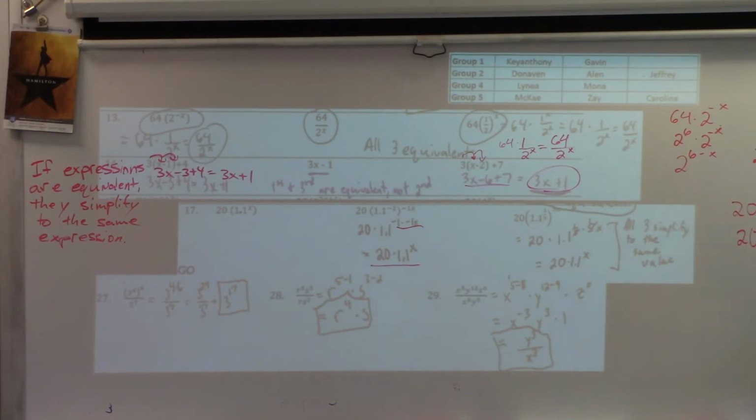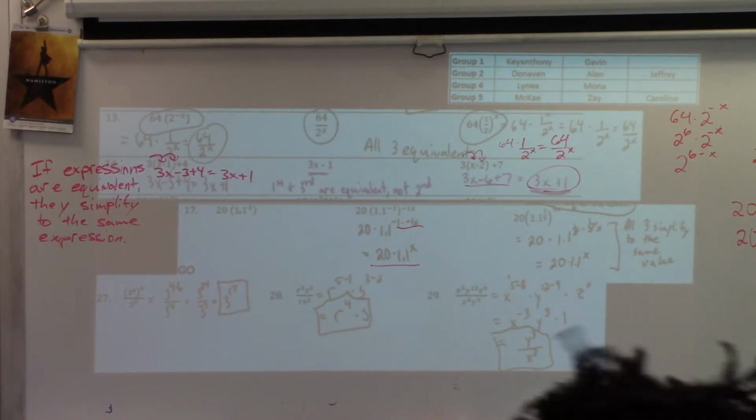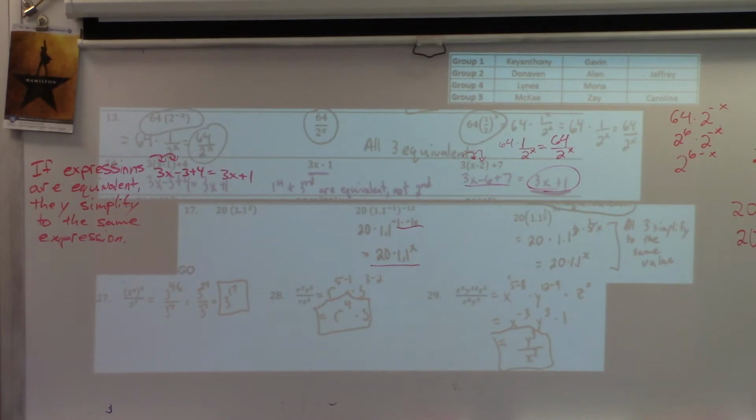So again, notice how all three of those on number 17 simplified to the same expression. That's what we're looking for. Alright, any questions about 27 through 29 before we continue with today?